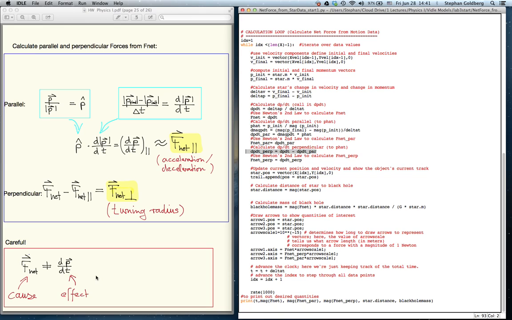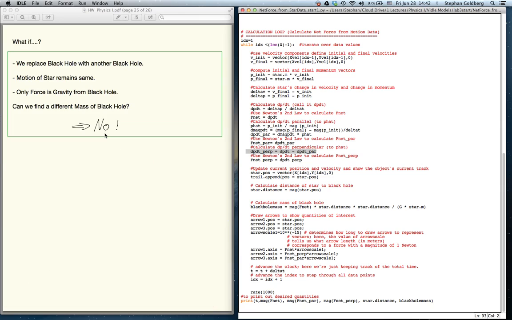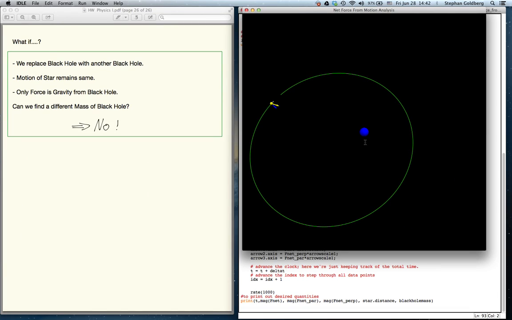Let's be careful, because Fnet is not equivalent to the change in momentum over change in time, because our Fnet is the cause and what we calculate is only an effect. But we assumed it the other way around to get an approximation on the net force of the mass. We assumed that this was equal in our calculation, but in reality it's not. It's only an approximation.